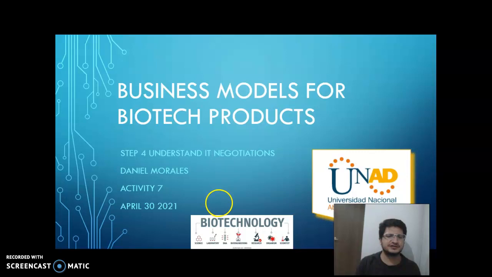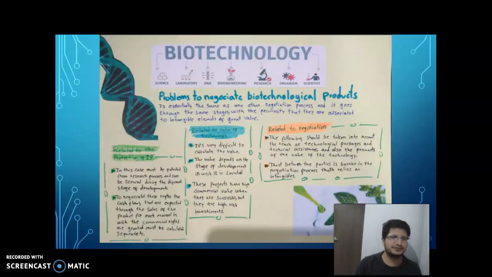This is Activity 7 on April 13, 2021 of the Step 4 Understanding the Negotiations. And the theme is Business Model for Biotech Products. This is my handout chart of the problems to negotiate biotechnological products.